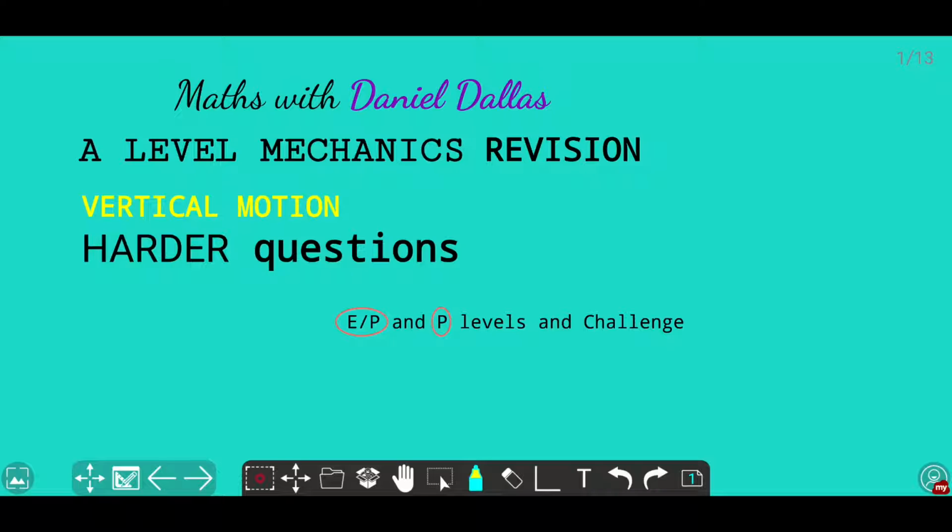This is a revision on vertical motion under the force of gravity. It's all about point particles, different objects that you can consider as point masses, right? The mass is concentrated at a point, so that any rotational effects can be neglected, and we consider only translational motion. All right, and we're going to go through harder questions, EP and P level, also challenging questions.